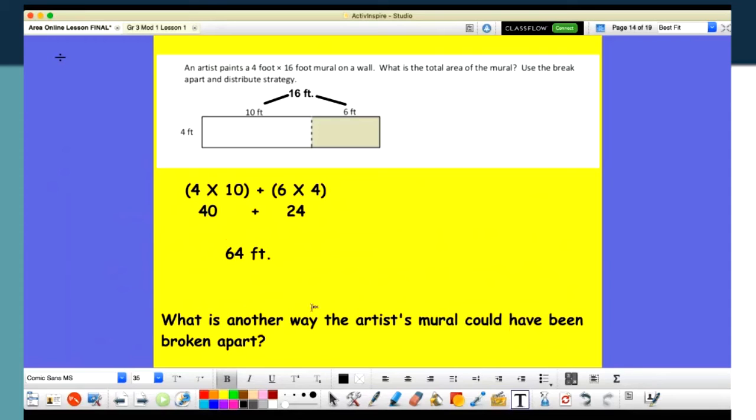Okay, is there another way that the mural could have been broken apart besides using a tens fact? You could have divided it straight down the middle, and you could have broken 16 into 8 and 8. And if you multiply 8 times 4 plus 8 times 4, you should get the same area. So you can break it apart into an addition fact that would work best for you when solving. It doesn't always have to be a tens or a fives fact.